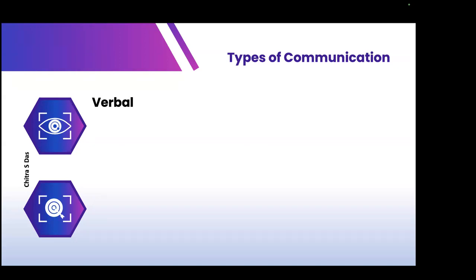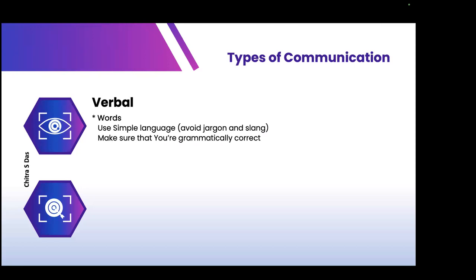There are two types of communication. One is verbal and the other one is non-verbal. When it comes to verbal communication, we speak to people or we present information, and we speak or present in various ways. So how do we effectively communicate verbally?